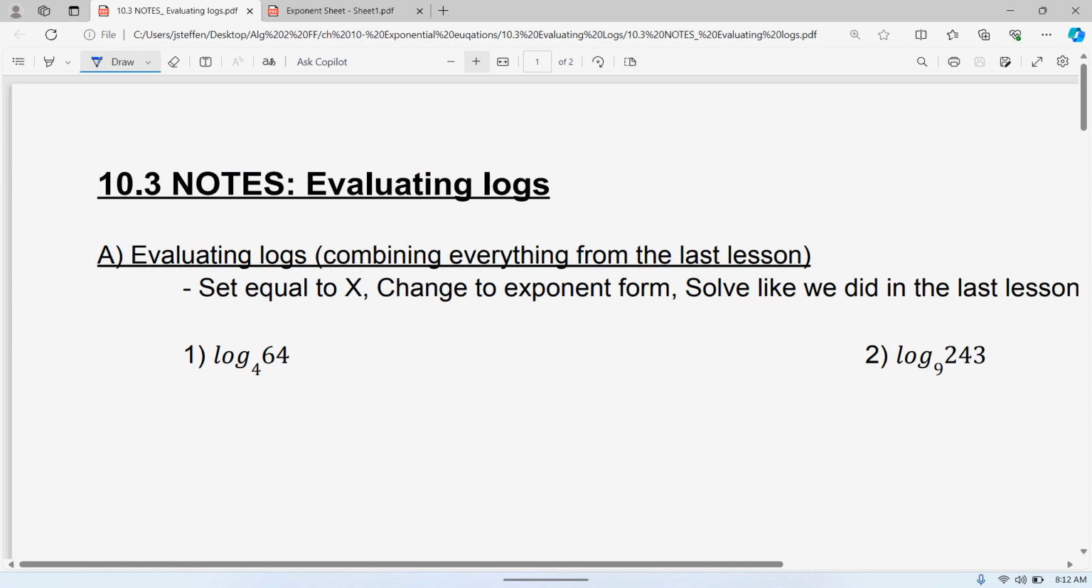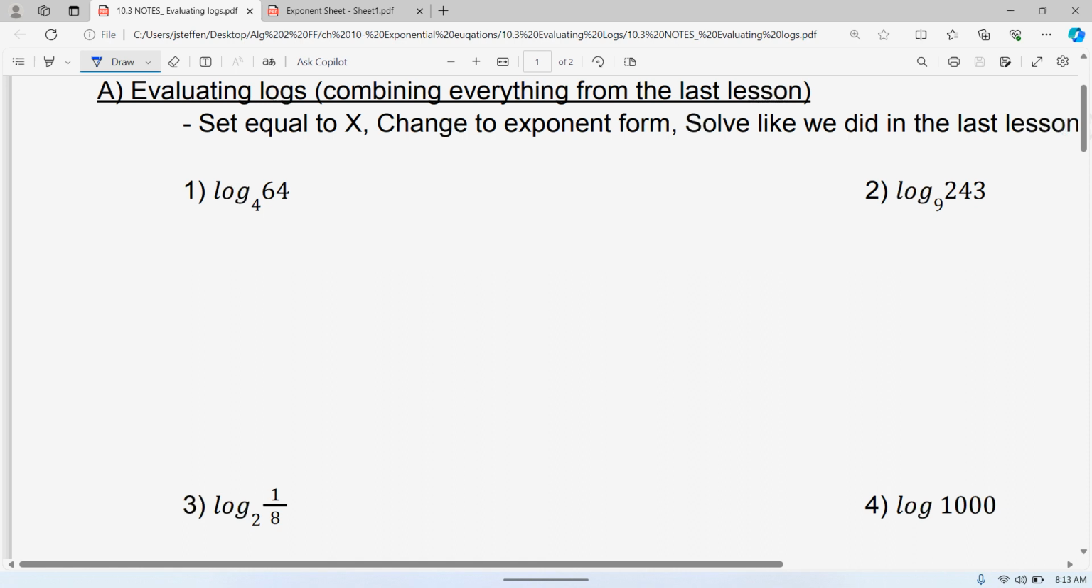The first thing I would do is set it equal to x. Really, it's the same thing as if I would say 6 plus 4. Evaluate that. You guys would all say, well, that's equal to 10. So it's kind of the same thing we're doing. But for our purposes, if we put an x there, that's going to make it easier for us to keep that as a placeholder because we're going to put it in exponential form. That way we can solve it like we did before.